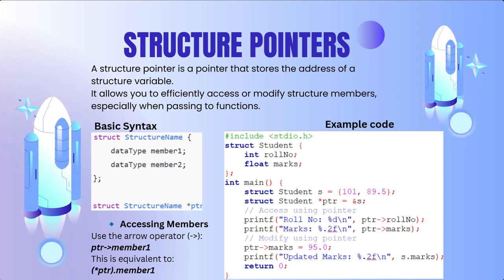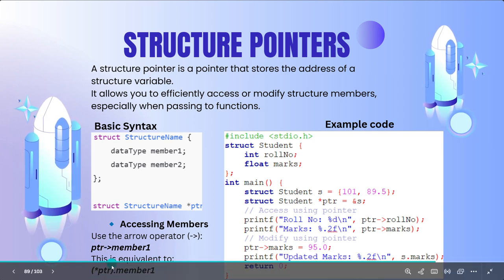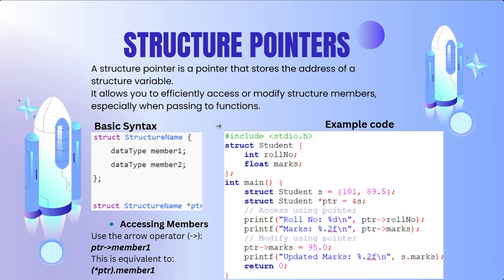So for accessing members, we use the arrow operator or the dot operator. These both are the same thing: pointer p dot member 1 or pointer arrow member 1. So this is basically the same thing. I hope it is clear. It won't be clear unless you do complex programs, but since we don't have it in our syllabus, it's fine. Let's look at the example.